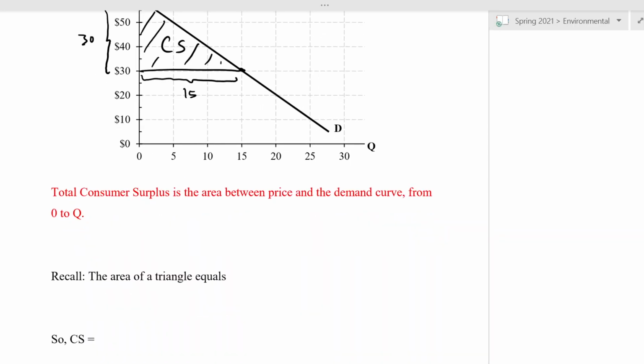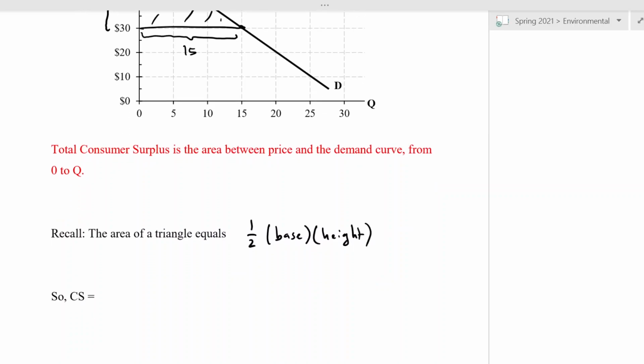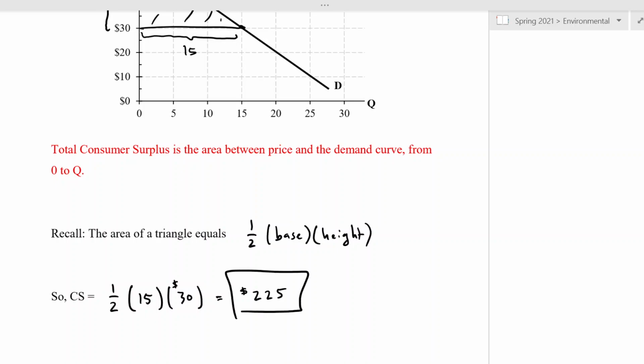And going back to some geometry, the area of a triangle is equal to 1/2 the base times the height. And in this case, we can calculate that by 1/2. The base is 15. The height is 30. And 30 is in dollars. And that'll come out to $225. So consumer surplus here is $225 if the price is 30.